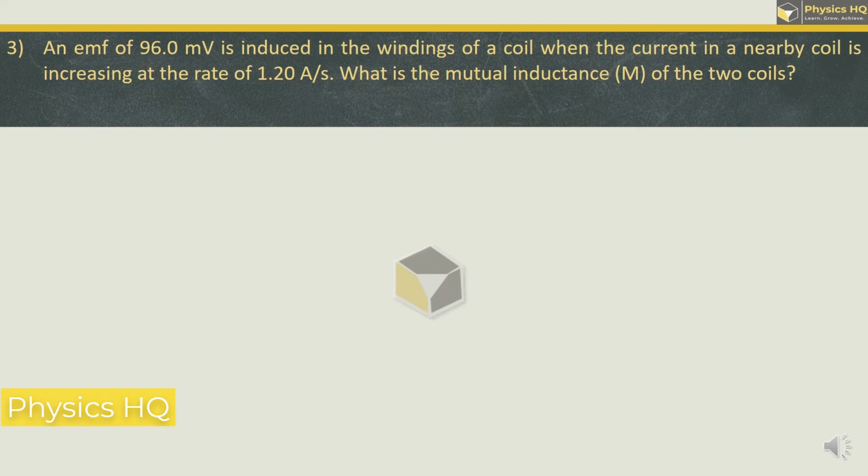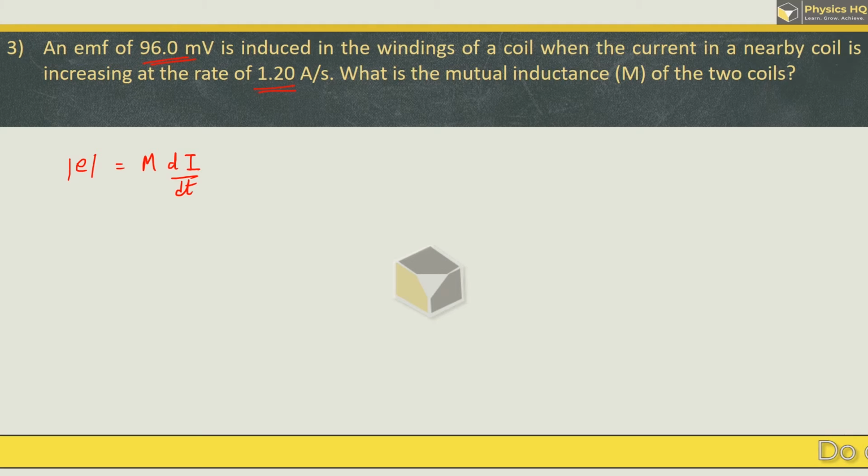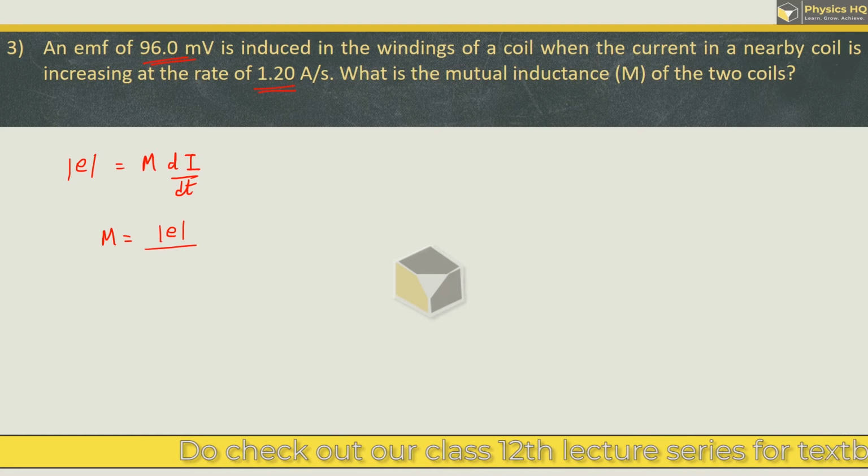A EMF of 96 millivolt is induced in the winding of a coil when the current in a nearby coil is increased at the rate of 1.2 ampere per second. What is the mutual inductance of the two coils? Value of EMF is given by M di by dt. So from this we can find this mutual inductance, which is capital M, given by magnitude of E upon di by dt.